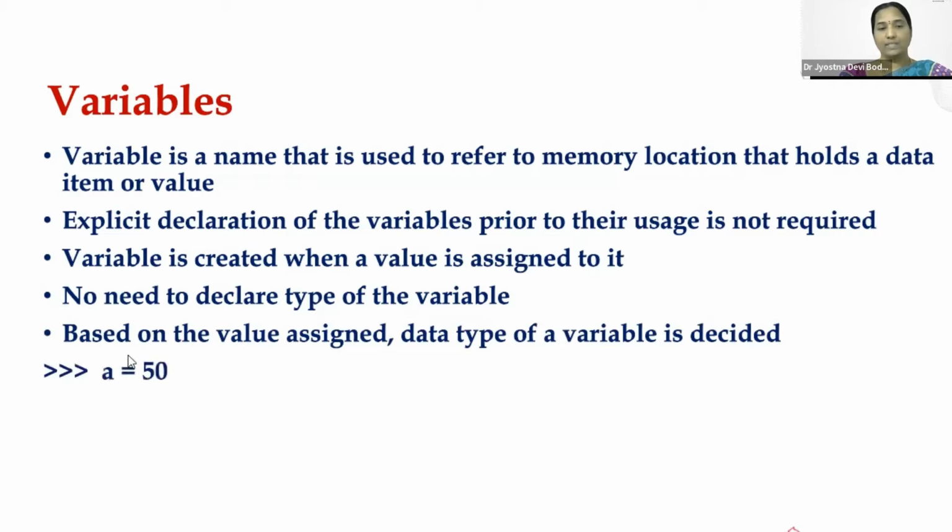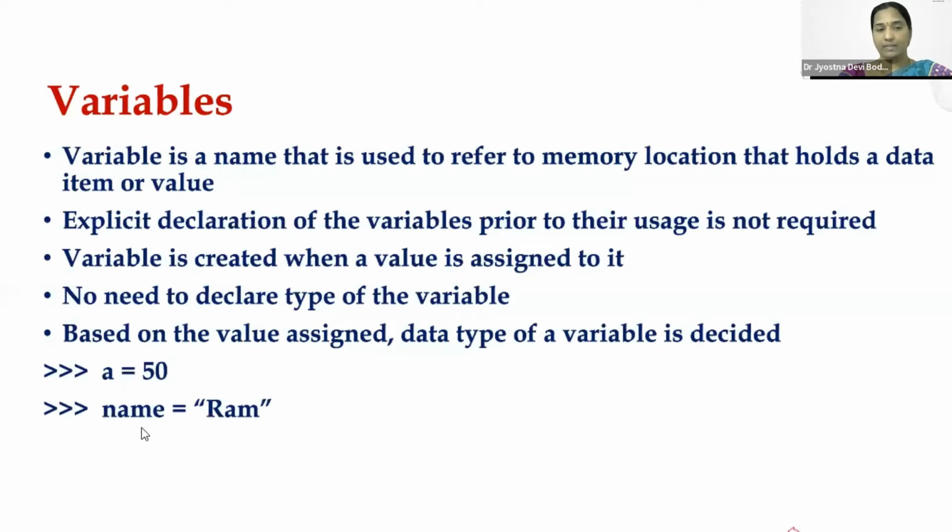So let's consider some examples and understand what variables are. a equal to 50. Here we are assigning the value 50, the integer 50, to the variable a. So this is where the variable a is created, and the variable is referring to the memory location which stores the value 50. Because the value you are storing in the variable is an integer, the variable is now considered to be of integer type. That is how you need not declare the variable prior to its usage, and depending on the value you are assigning to the variable, its type will be decided. So that is the property of a Python variable.